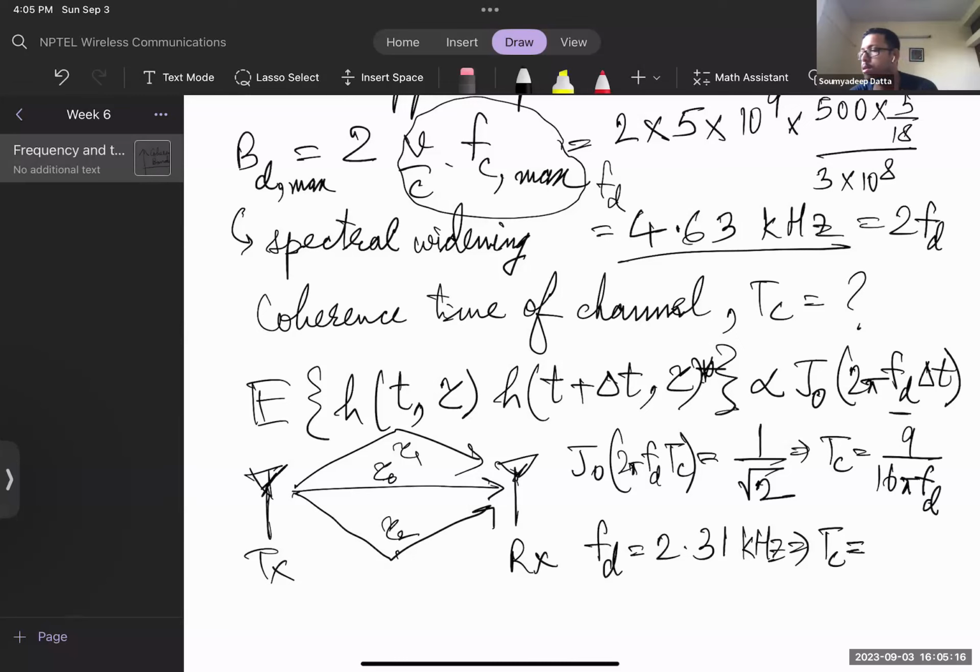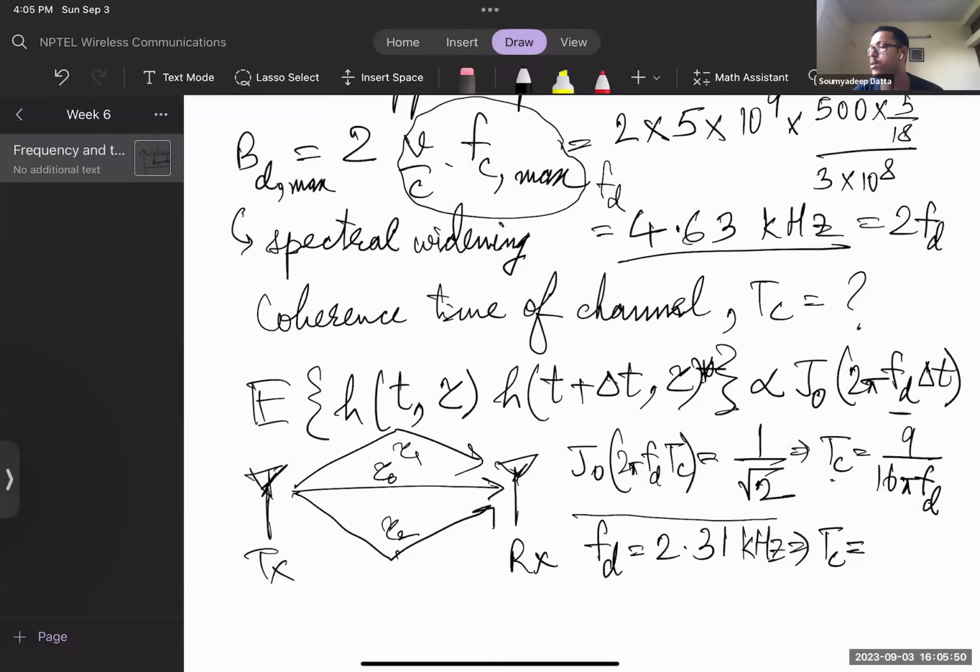I just explained that this Bessel zero function is a standard function. It cannot be solved analytically, it has to be solved numerically. If you put this value TC equal to 9 by 16 pi FD in here, then you will get J0 of 9 by 8, and that value is 1 by root 2. So this is the solution for this equation.